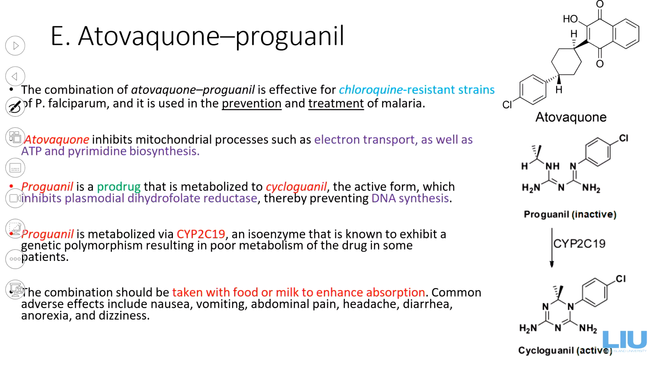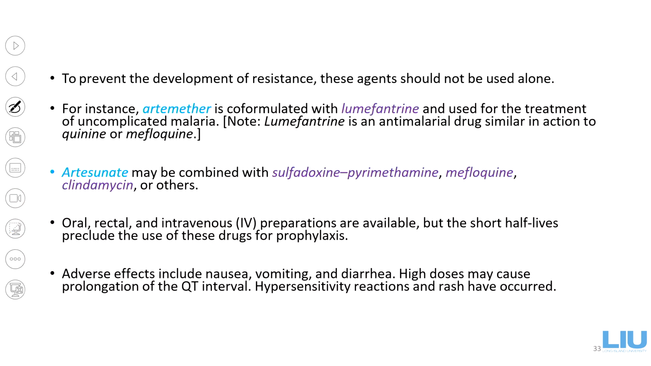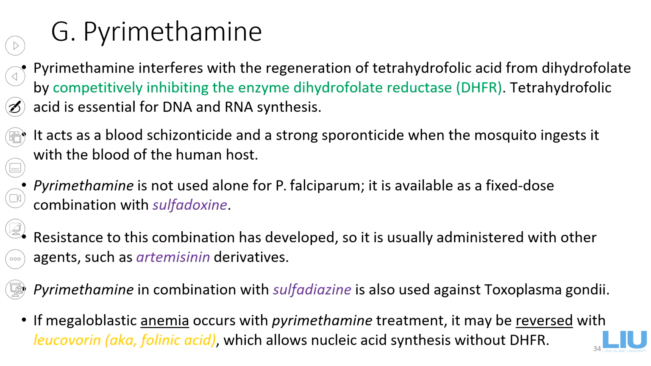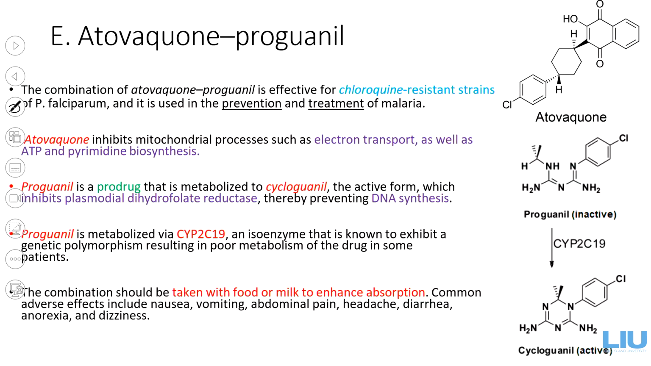Okay, the next drug is actually a combination. It's 152. Let's see how far we go in the next minute or two. All right, so the next class is actually a combination of two drugs. One of them is called atovaquone, and then there is proguanil. Combination of two drugs, each one has its own mechanism of action. Atovaquone inhibits mitochondrial processes such as electron transport, as well as ATP and pyrimidine biosynthesis.